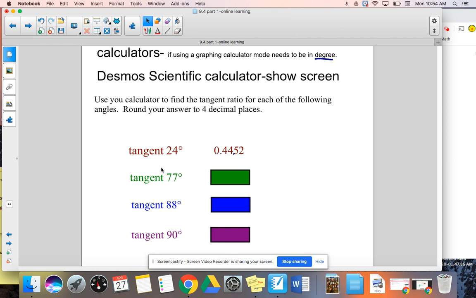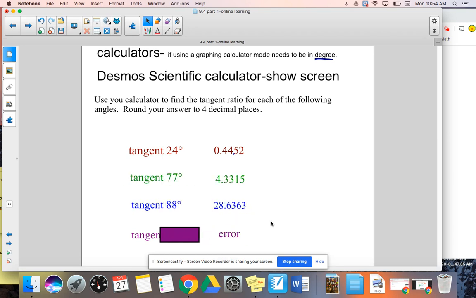So take your calculator or use Desmos, go in there, type these 3 things in, and see if you get what we got here. So pause the video, try it, and then see your answer. So tangent of 77 is 4.3315. Tangent of 88, 28.6363. Tangent of 90 should give you an error. If it is not working on your calculator, go to Desmos and use the Desmos calculator, because we don't want you to get the questions wrong because you're in the wrong mode.